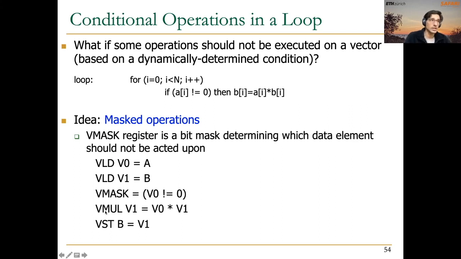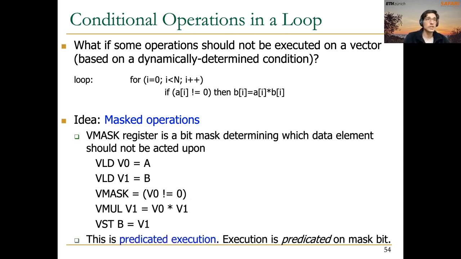Or we may execute the multiplication, but finally not store the result in the corresponding output position. That will depend. There are different ways of doing this, as we are going to see. So this is what we call predicated execution. I think you must have already heard about predicated execution, and we call it this way because in the end the execution is predicated on the mask bit.